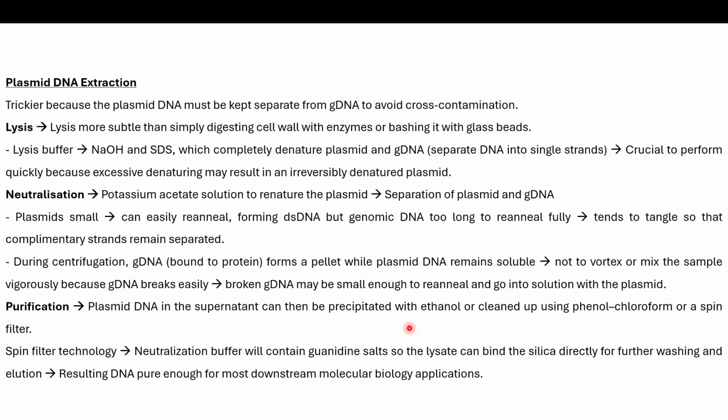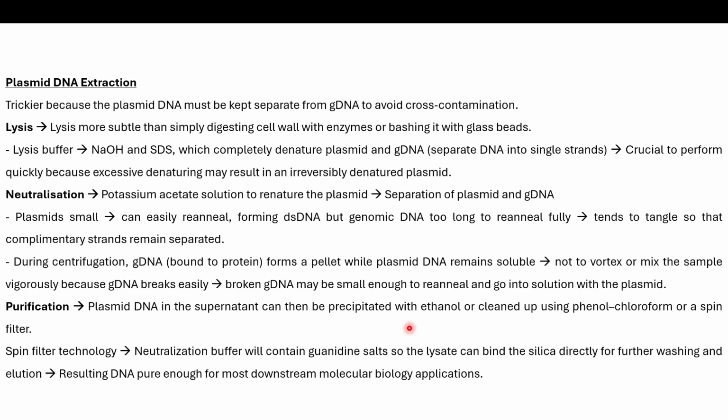Usually during precipitation, salts are used. DNA is negatively charged. Among the salts, sodium acetate is used: sodium is a positively charged ion and acetate is a negatively charged ion. DNA is negatively charged due to its phosphate groups, so the sodium ions come close to the DNA molecules and form an electrostatic interaction, and that helps in putting the DNA in there.